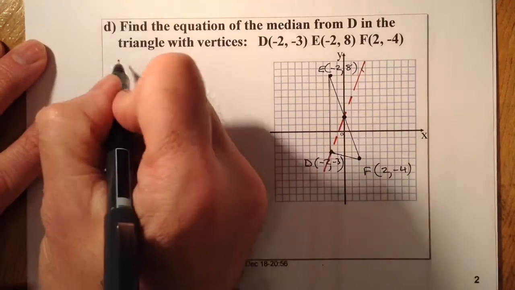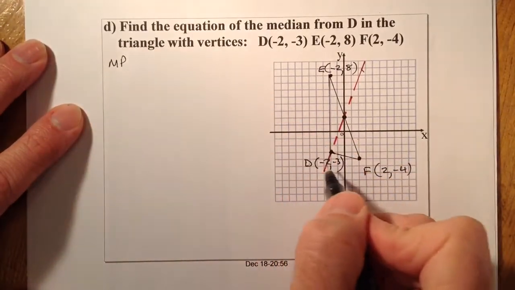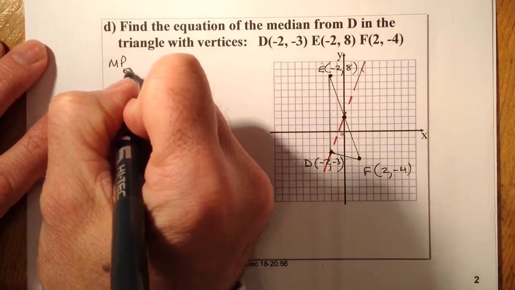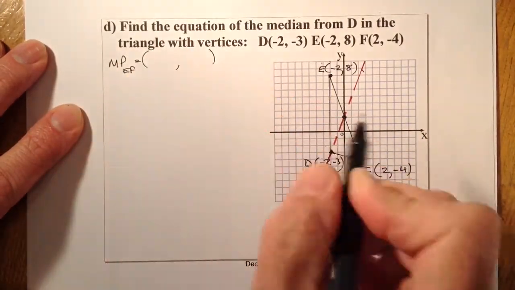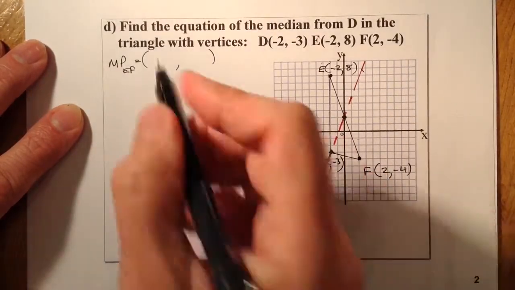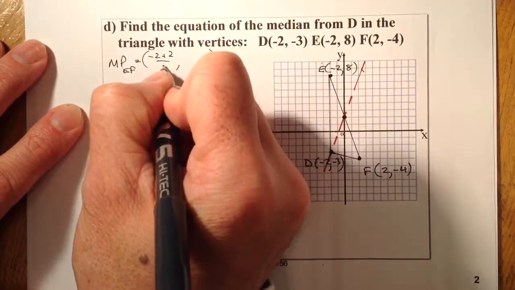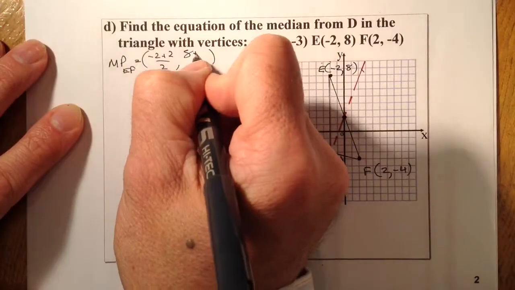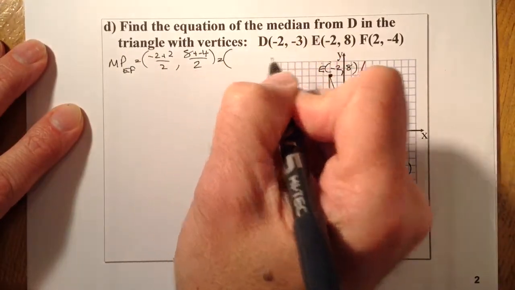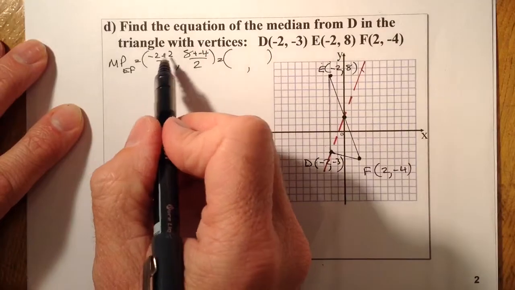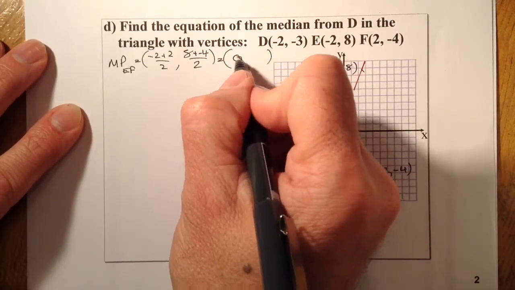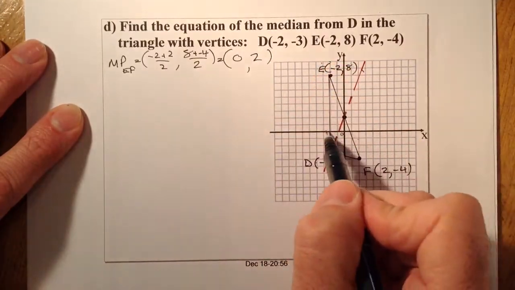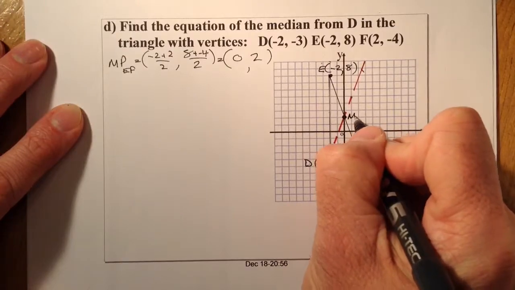Right then, so what are we going for? We're going for the midpoint between E and F. Average, or the mean, of the x coordinates, so that would be minus 2 plus 2, all divided by 2. And then the y coordinates, so it's 8 plus minus 4, all over 2. That should give me an x coordinate of minus 2 plus 2 is 0, 0 divided by 2 is 0. And for y we get 4 divided by 2, that gives me 2. So that would be (0, 2). That looks right, and I'll call that point M.